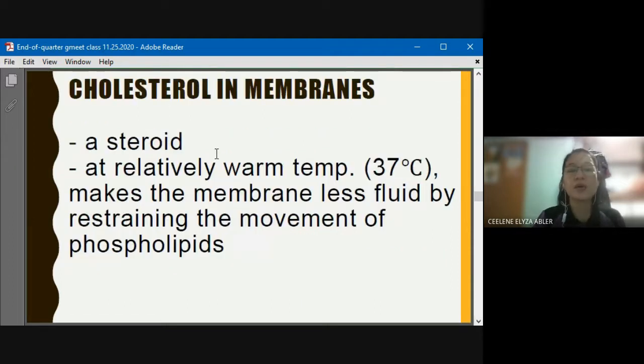Alright? So, ano yung gamit ng cholesterol natin? So, cholesterol is actually a type of steroid. A steroid is actually a form of lipid. Remember class, di ba sabi ko, fatty acids are just one type of a lipid. So, kasi the larger class is lipids. You have fatty acids, you have steroids. Okay, cholesterol is actually a steroid. So, it makes the membrane less fluid by restraining the movement of your phospholipid.